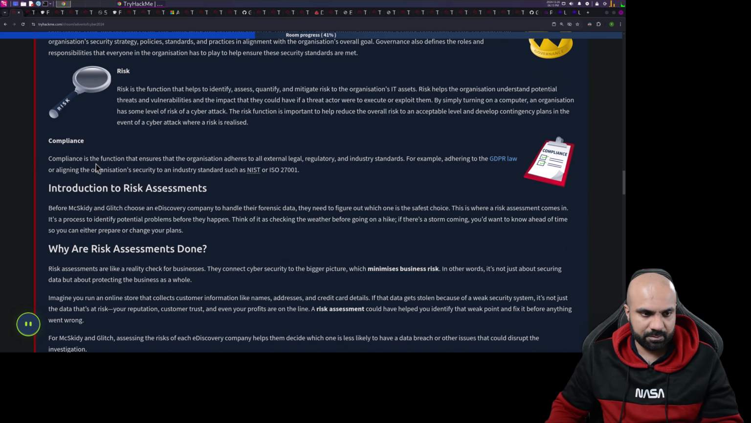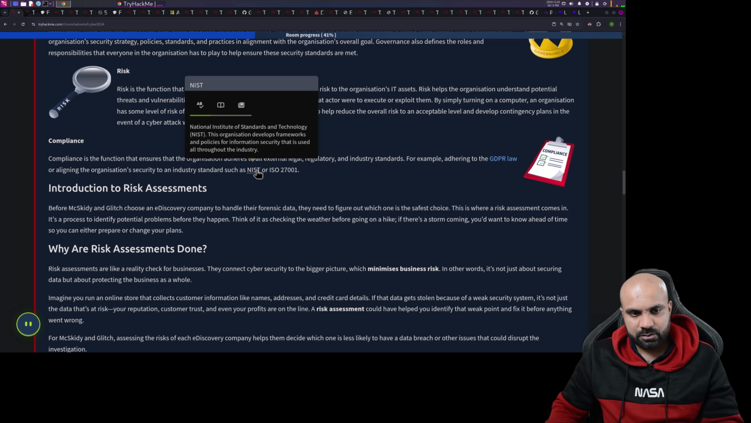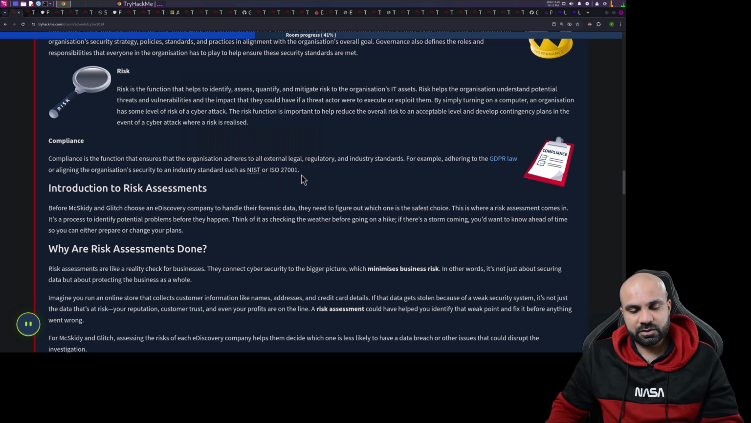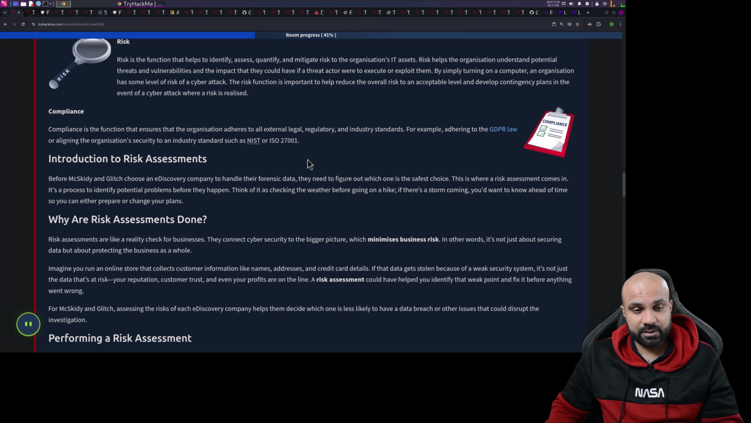Okay, compliance is a function that ensures that the organization adheres to all external legal, regulatory, even internal regulatory and industry standards. For example, adhering to the GDPR law or aligning the organization's security to an industry standard such as NIST. So the current standard that people are using is NIST 1.1, I think, but now they have NIST 2.0 as well. ISO 27001 is a pretty standard industry standard that everybody is trying to adhere to.